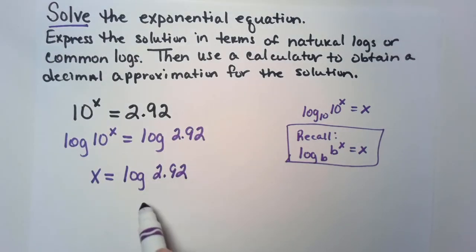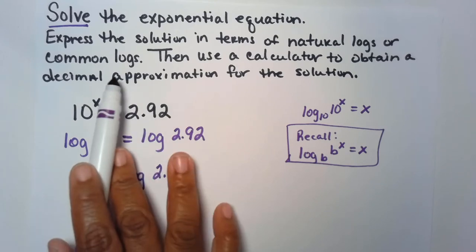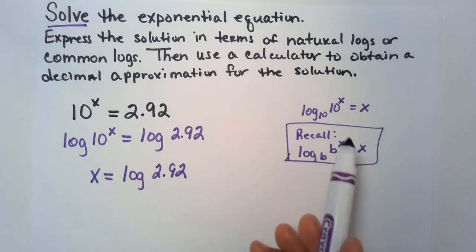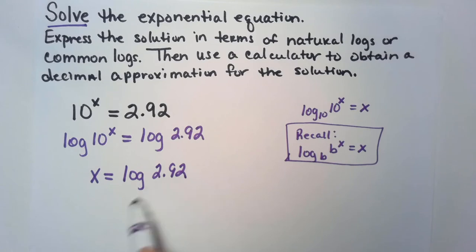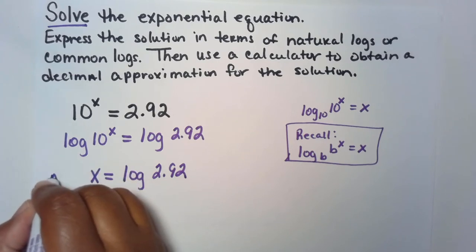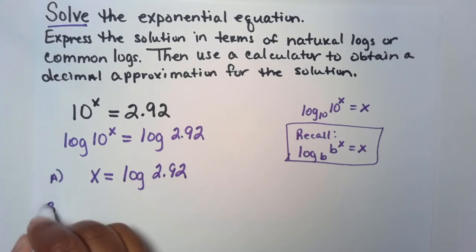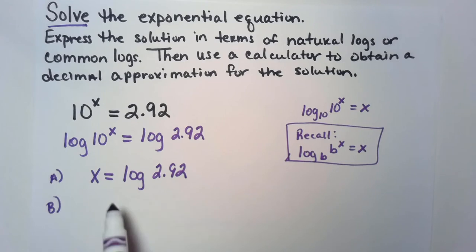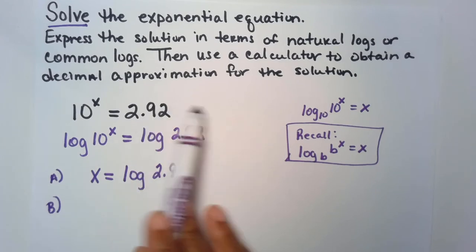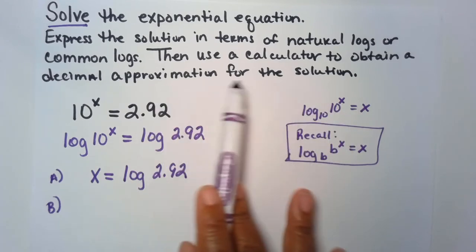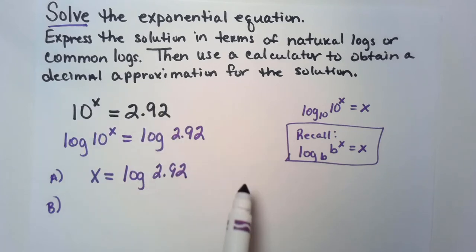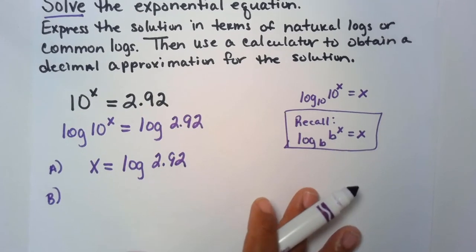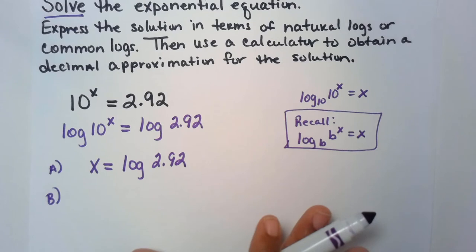Now, it says here we want to express the solution in terms of natural logs or common logs. Well, we have it expressed as log of 2.92. So that's part A, where we express it as a common log. Now we want to express our common log as a decimal. So this is where we're going to have to use our calculator. So let's go to our calculator.